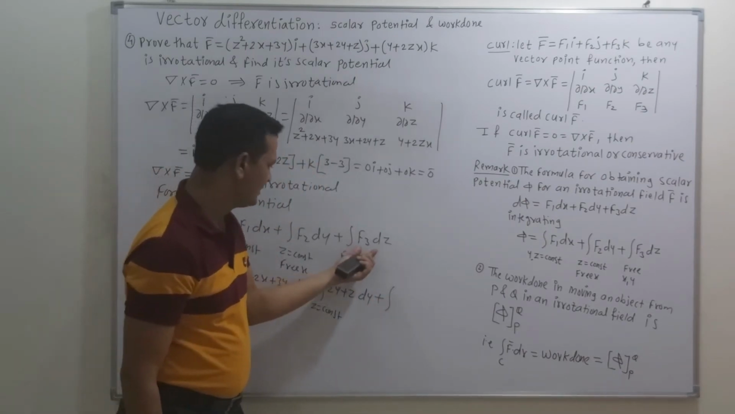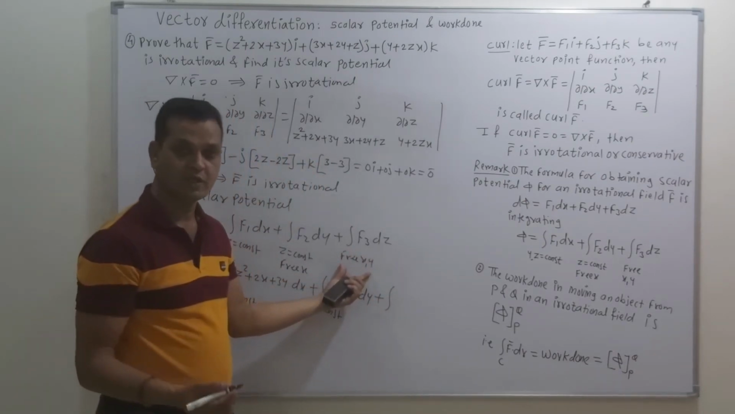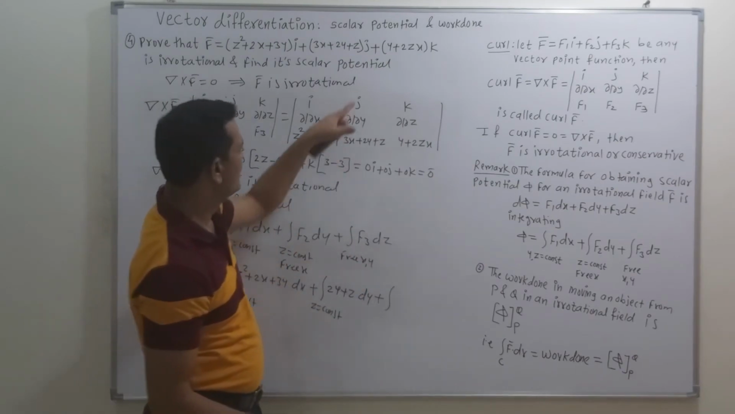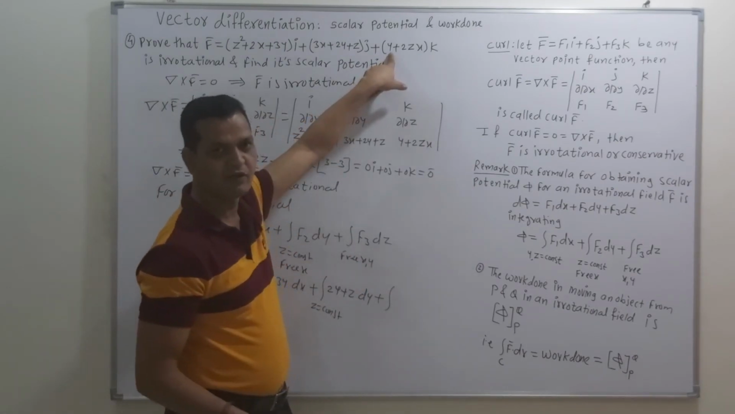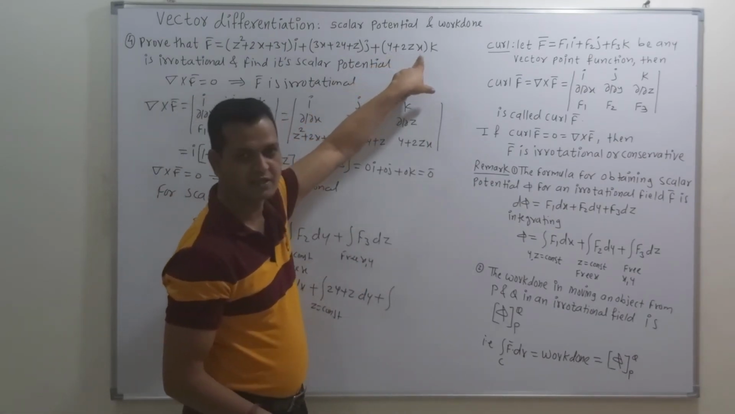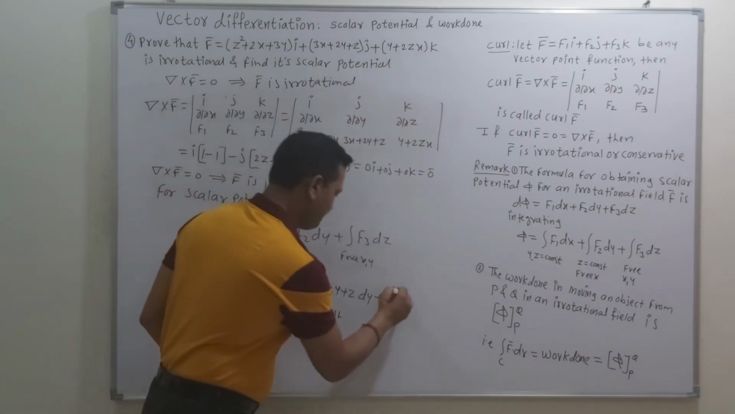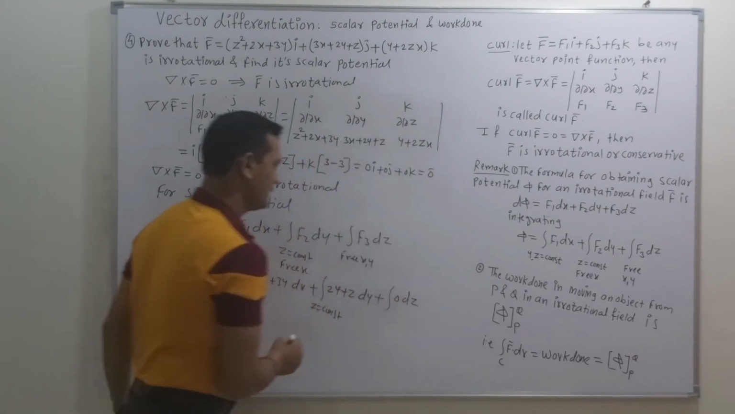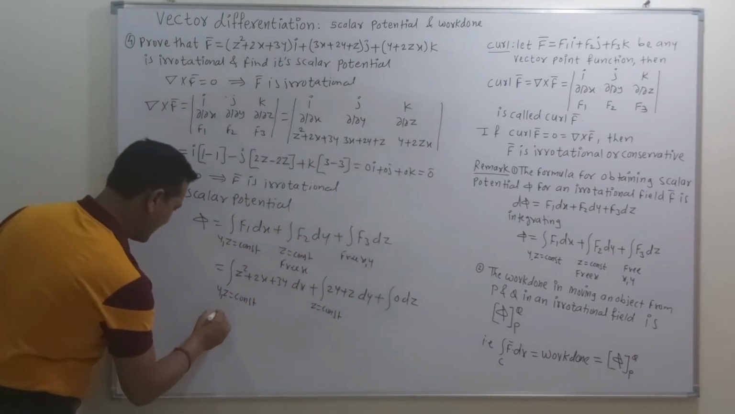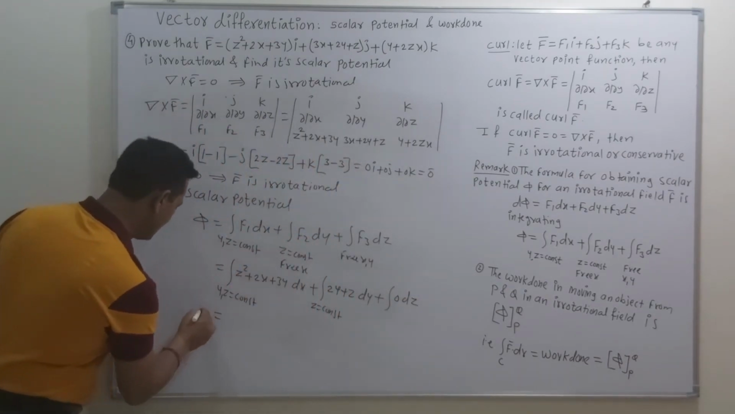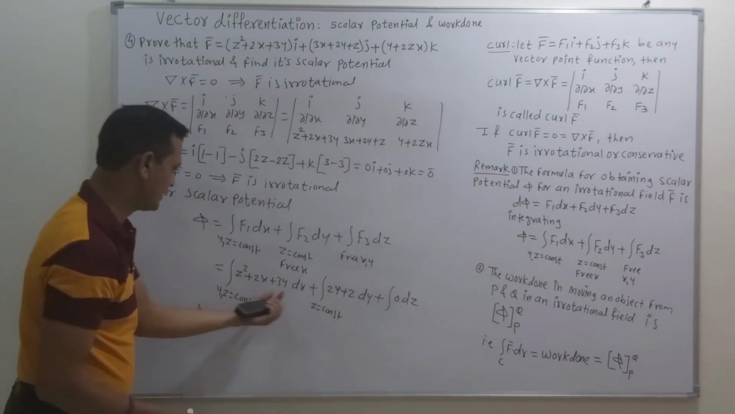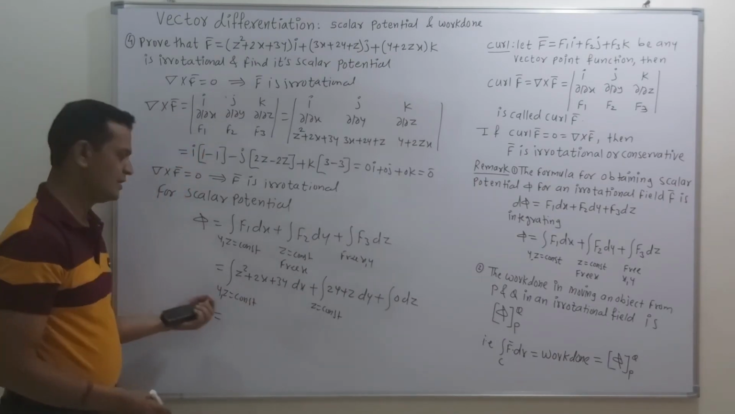Plus integration of f3. While taking the value of f3, choose only those terms which are free from x and y. This is the term having y, and this is the term having x. So there is no term which is free from x and y, so this is 0 dz. Now friends, please try to evaluate this integration with respect to x, where y and z are constant.